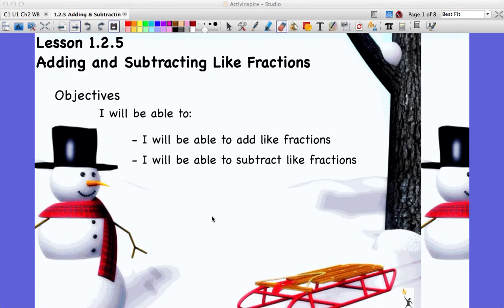Welcome to lesson 125, adding and subtracting like fractions. Today we'll talk about how to add like fractions and how to subtract like fractions.